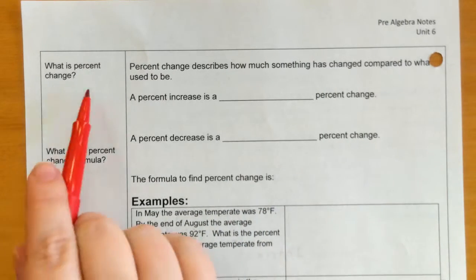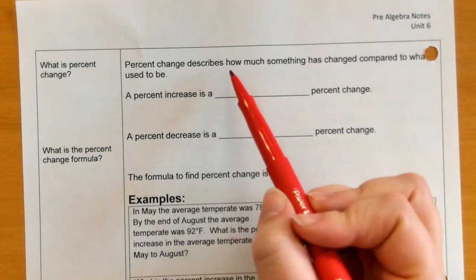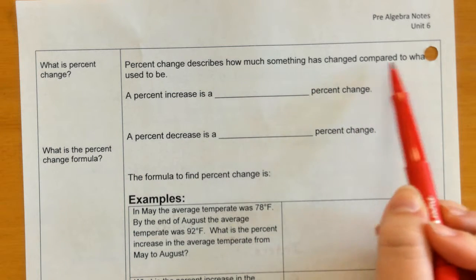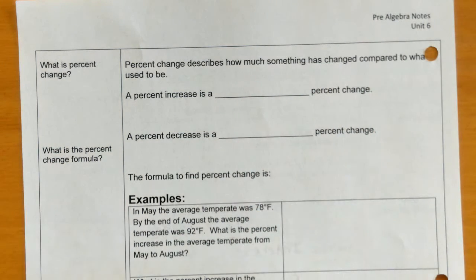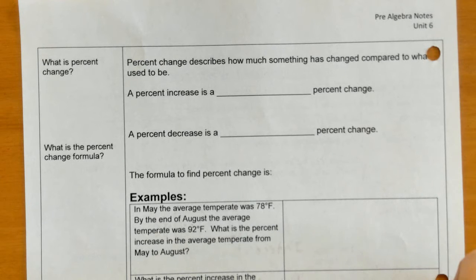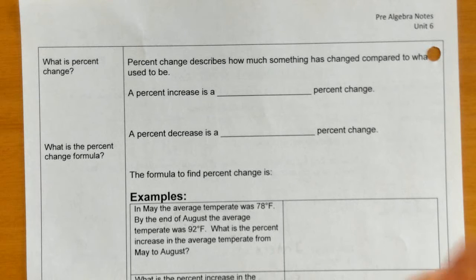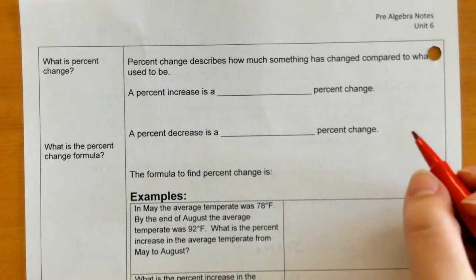So let's start with what is percent change. Percent change just describes how much something has changed compared to what it used to be. A lot of times you might hear on the news, the price of oil has increased by 26%, right? They're not saying that the price increased by $26. They're saying that it increased by 26%, meaning that percent is compared to what it used to be. A lot of times when you give something as a percent change, it can sound a little bit more dramatic or extra and kind of makes your point a little bit better.